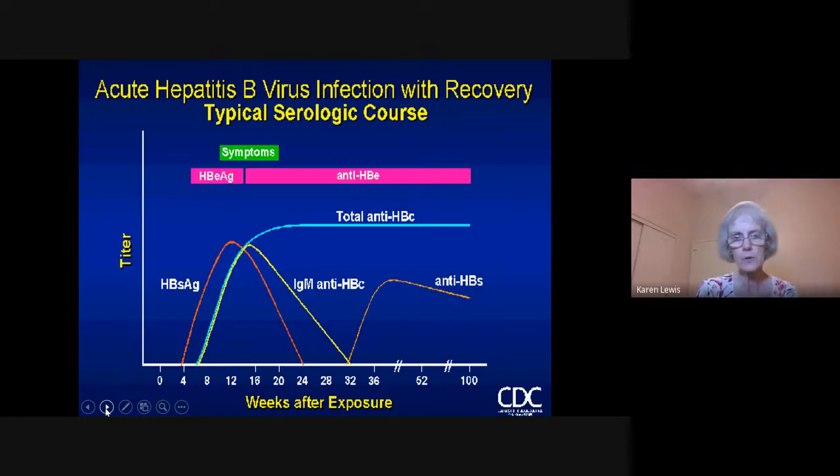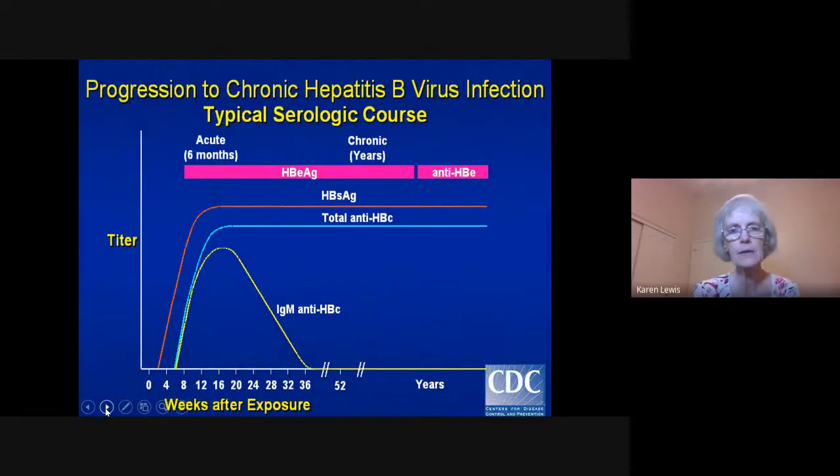Okay, so you have to test both the surface antigen on the left, the antibodies to the surface antigen on the right, and that window area, hepatitis B core antigen, both IgM and IgG. And again, remember the progression to chronic hepatitis B. So someone can get jaundiced from hepatitis A, let's say, and yet have chronic hepatitis B. So the IgM will disappear after 4 to 6 months, but you're left with total antibody to hepatitis B core being positive.